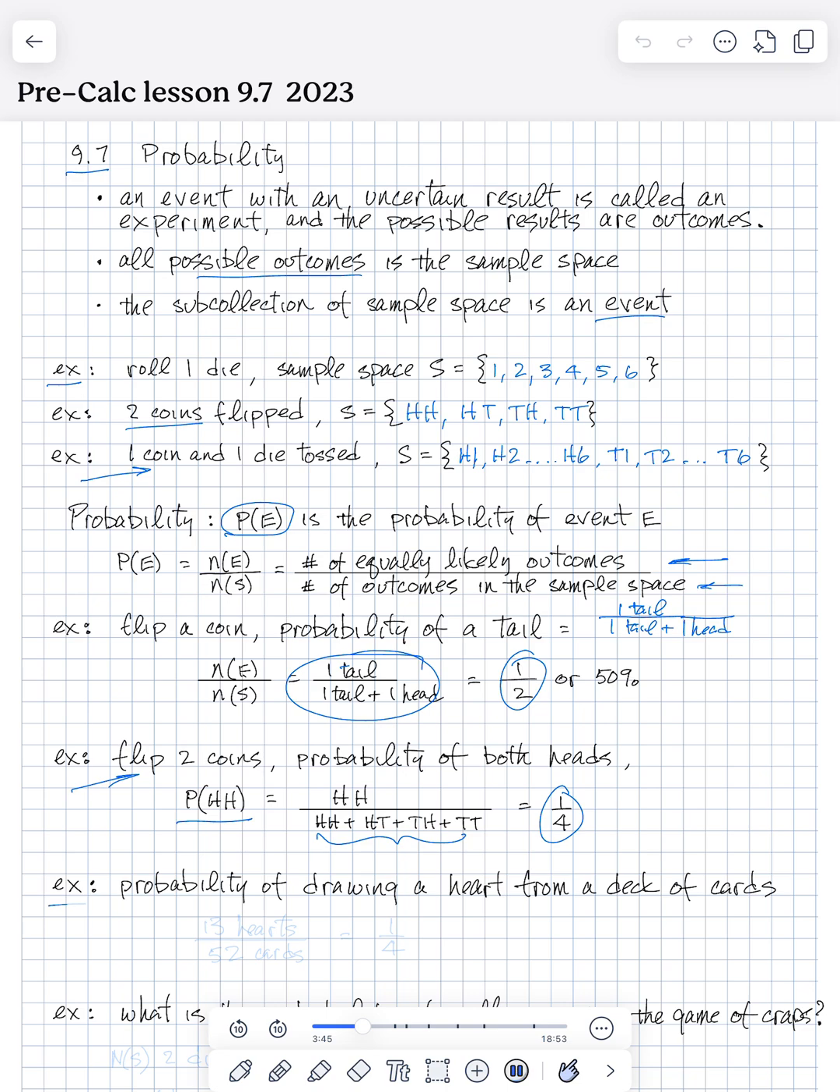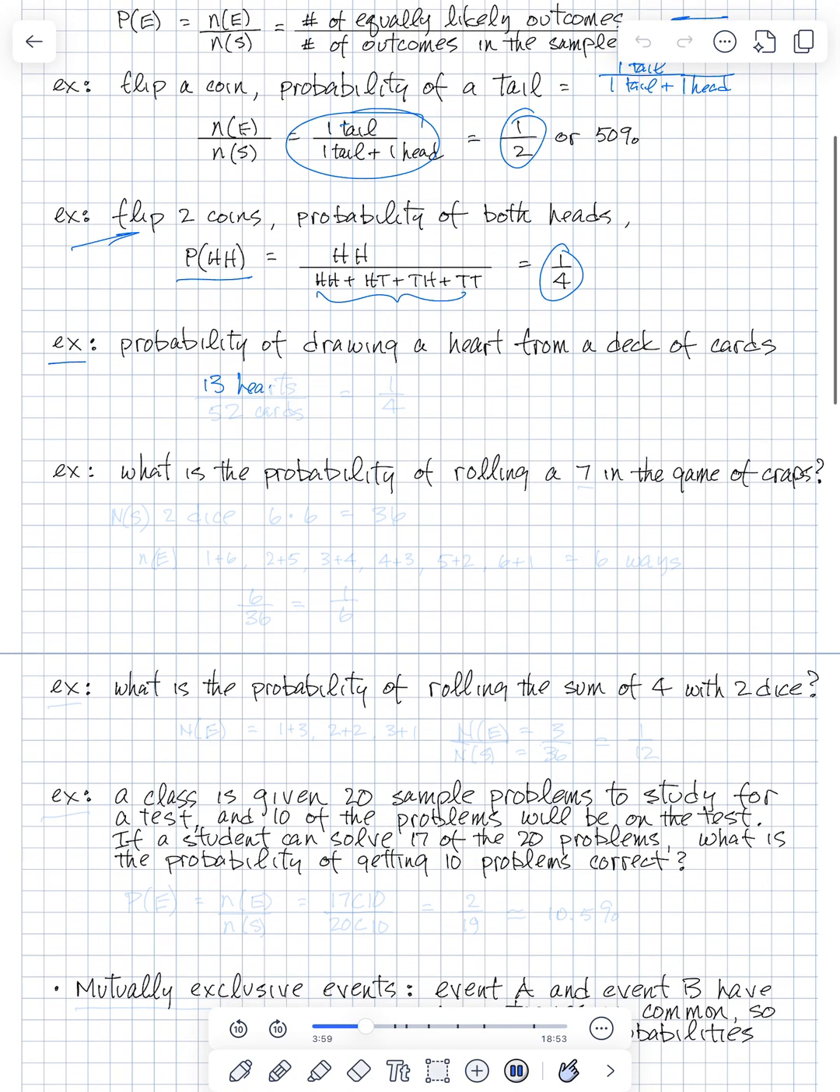All right, next example, what's the probability of drawing a heart from a deck of cards? Well, there are 13 hearts in a deck, and the deck has a total of 52 cards. So 13 out of 52 is 1/4.